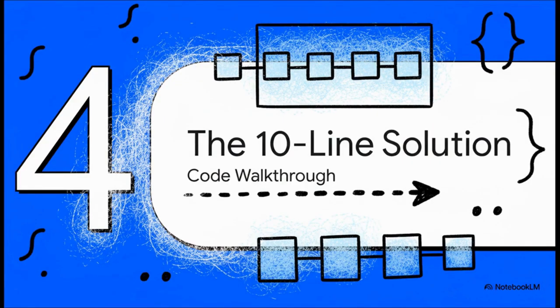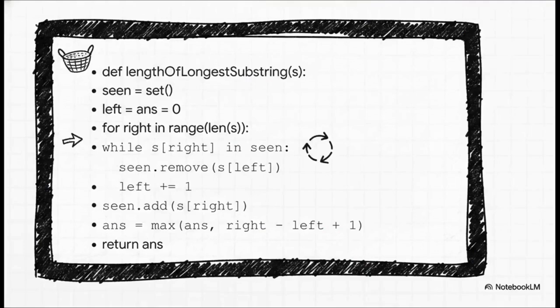All right, enough theory. Talk is cheap, right? The absolute best way to get this is to see it in action. So let's pull up that elegant 10-line solution and walk through it, step by step. And here it is. Looks pretty small, doesn't it? But every piece here is doing some heavy lifting. We start by creating a set called seen to be our memory of characters in the window. We set our left pointer to the start and an ans variable to keep track of our best score. Then the main engine is a loop that moves our right pointer across the string, one character at a time.